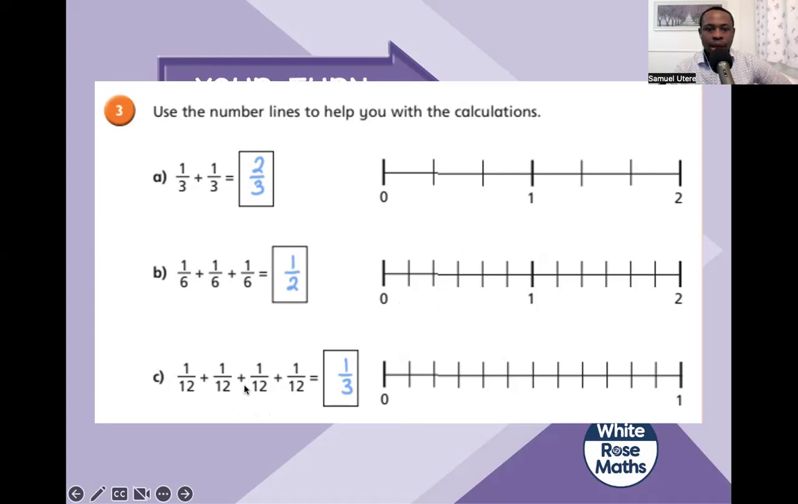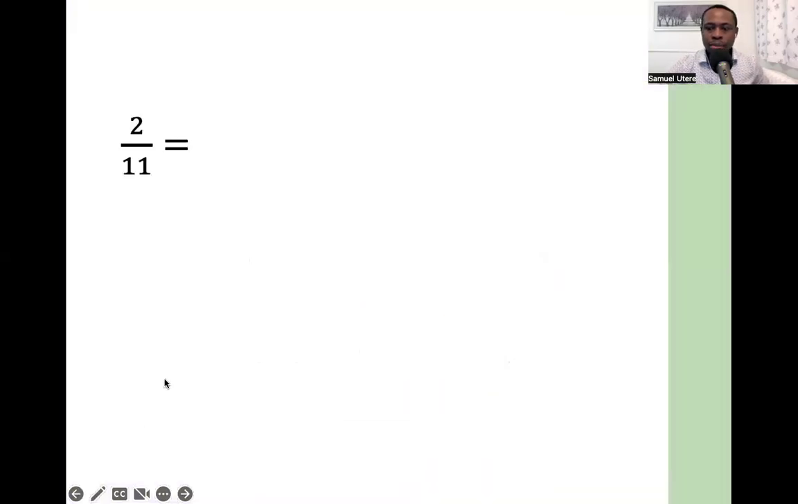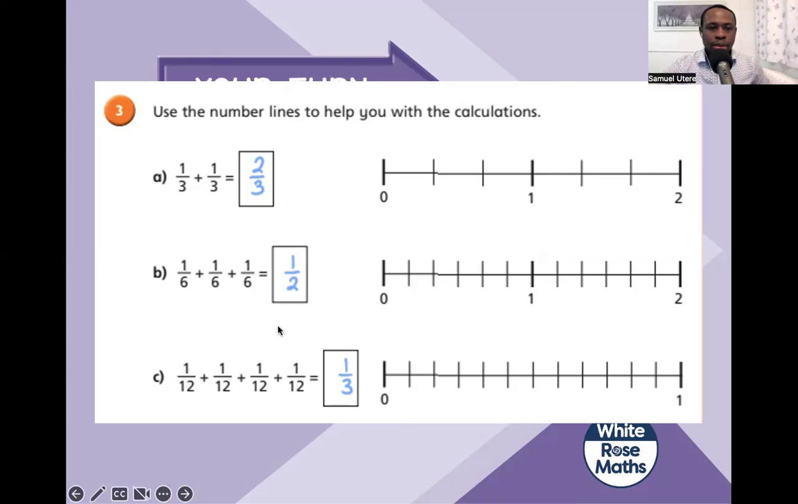Next, we have 4/12, which will be 1/3. So 1/12, 2/12, 3/12, 4/12, which will be 1/3. Now, something you may notice is by doing this exercise, we are actually simplifying. So let me show you. So by doing this exercise, we are actually simplifying the fraction.